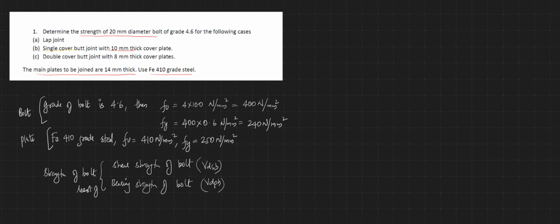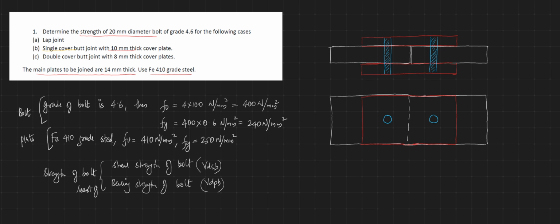We'll see the third case, that is double cover. The 14 mm plates are being joined by a double cover butt joint, using 8 mm thick cover plates. So if I draw the diagram, first we determine the shear strength of the bolt. I could write VDSB is equal to, here you could see, in order for the failure to take place, there should be two shear planes, like there should be two cuts here, then only the failure of this plate will take place.